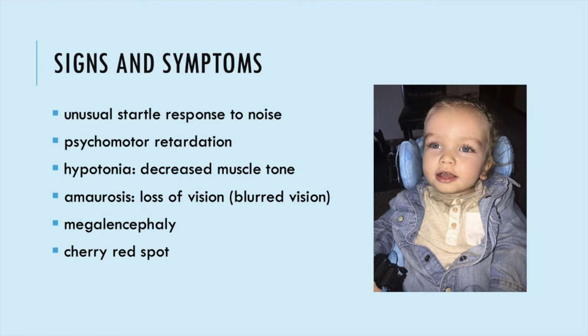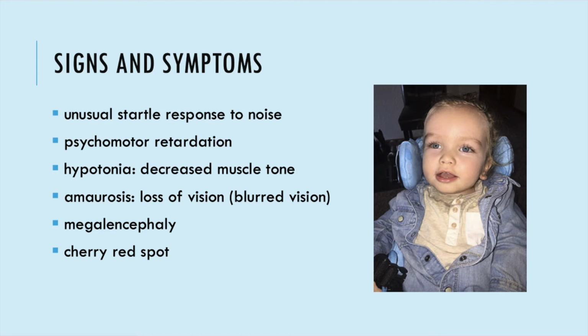So in terms of signs and symptoms, babies will exhibit an unusual startle response to noise, and that's one of the first indicators. They also have retardation, meaning that they have slow mental development or movement in relation to what infants of their age normally have. They also have hypotonia, which means that they have decreased muscle tone, so they might struggle to balance or keep their head up, and this is also known as floppy baby syndrome.